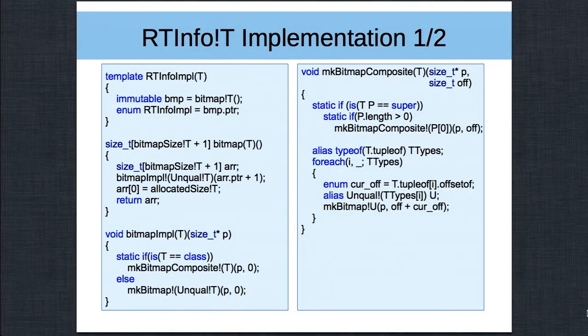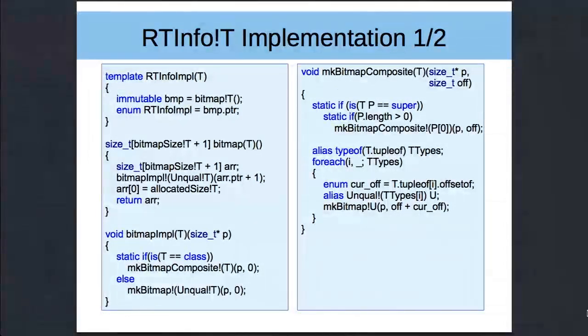Here it allocates the static array and calls this function to set the bitmaps. For classes, it has to call the composite class because it needs to assume that it's not a reference to a class, but the class instance itself. We will see this theme again also, and for all other types, it just forwards to another function that sets the bits of the bitmap.